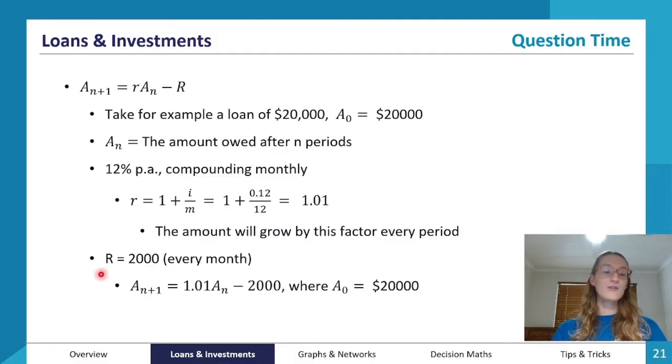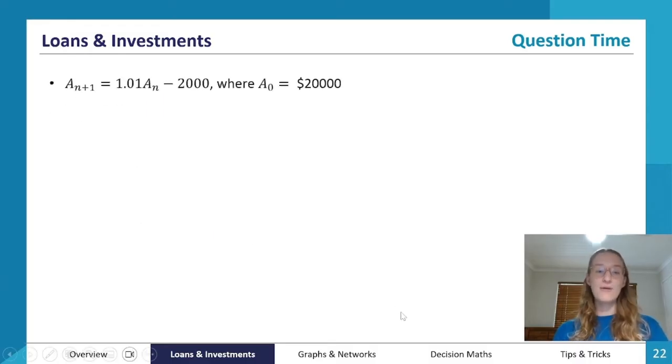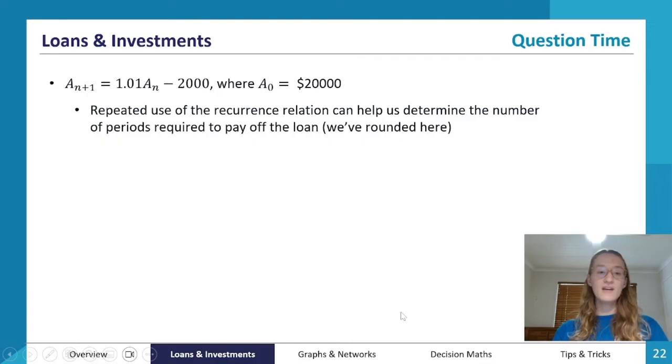And so now we have the recursive definition. We have A(n+1) equals 1.01 multiplied by An, take 2,000, where the initial value was 20,000. Now we're going to have a look at how we would apply that formula. Another little important bit of information is that by using the recurrence relation, we can also work out the number of time periods required to totally pay off the loan.